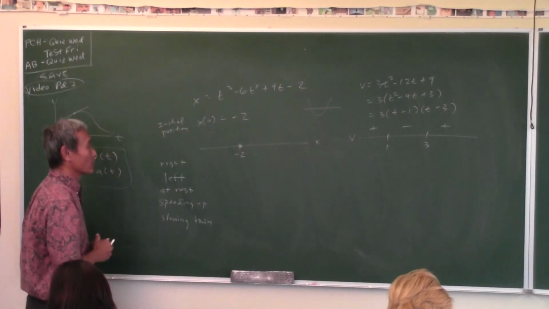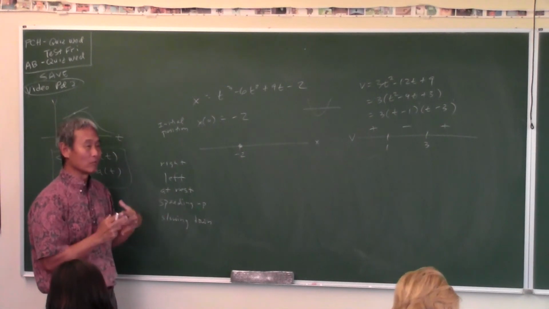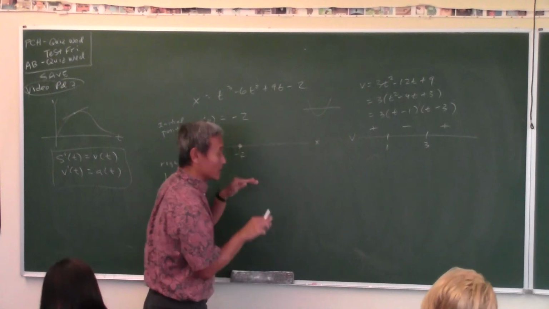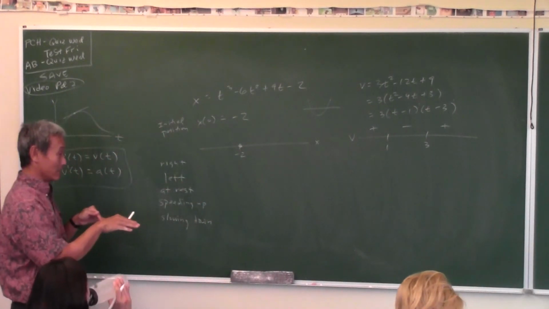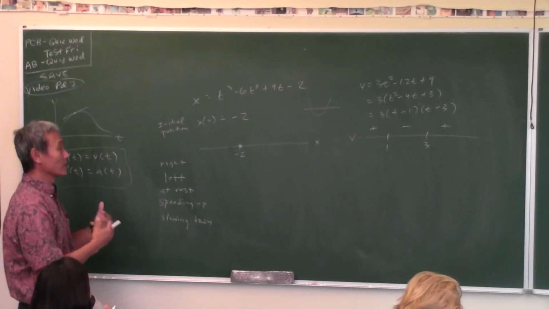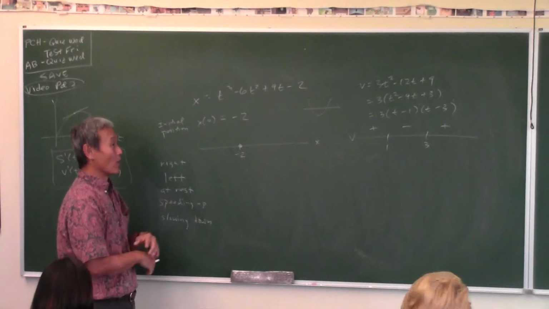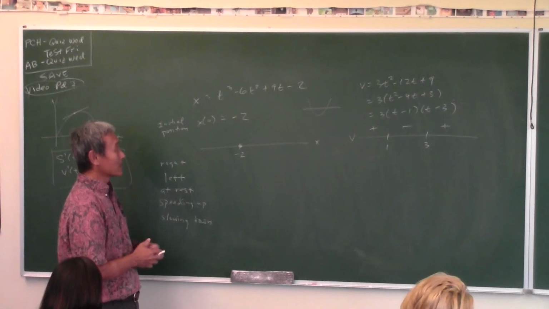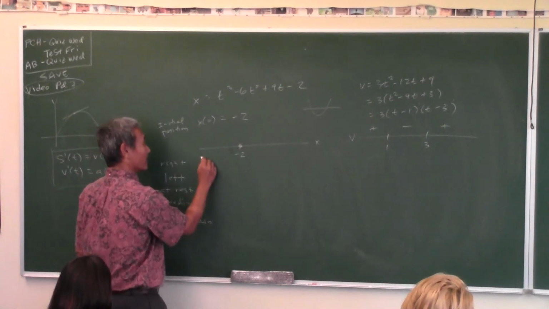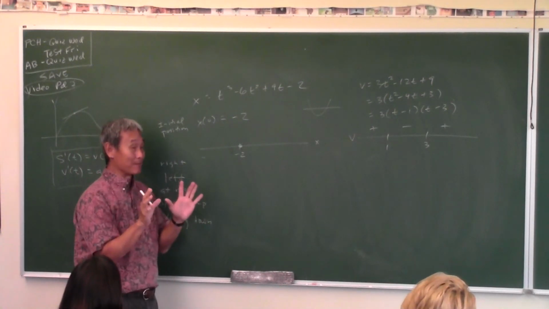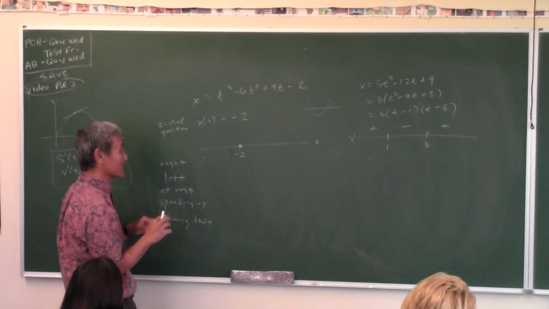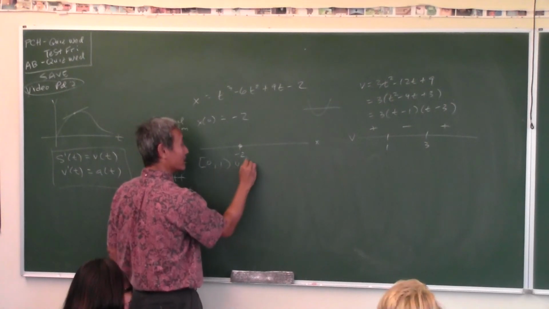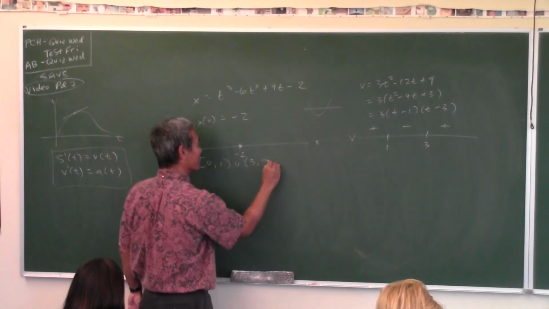So let's answer the question. When is the particle moving to the right? Now, if you're on the x-axis, moving to the right means you're moving in the positive direction. So what tells you when the particle is moving to the right? When the velocity is positive. Okay, now look at the number line. When is the velocity positive? Remember, this is time, so there's no such thing as negative time. From 0 to 1, and then 3 to infinity and beyond.